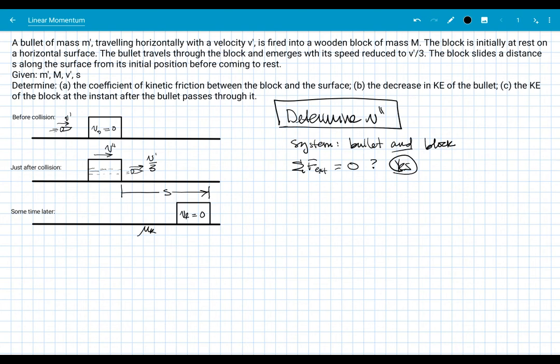We've just sort of justified why we can. So let's look at the initial momentum. And I'm going to put a sign convention on this scenario. I'm going to say rightward positive. This is nice and simple. Everything's moving to the right.